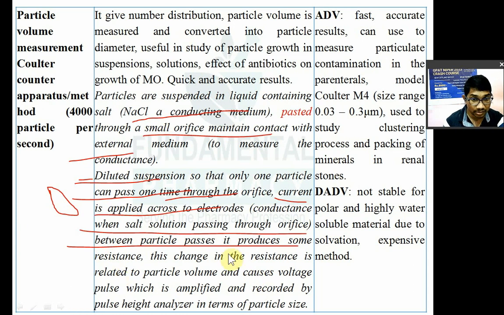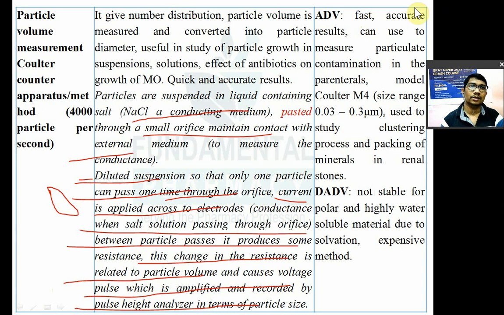This change in the resistance is measured and related to particle volume. It causes a voltage pulse, which is amplified and recorded by the pulse height analysis in terms of particle size. That's how you can measure the particle size and particle volume by using the Coulter counter method.